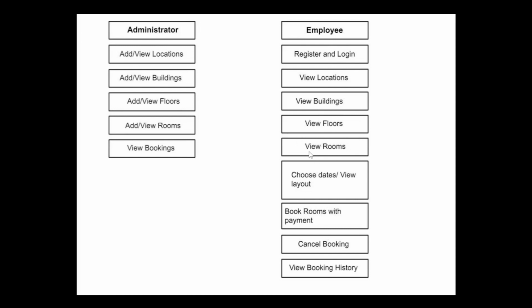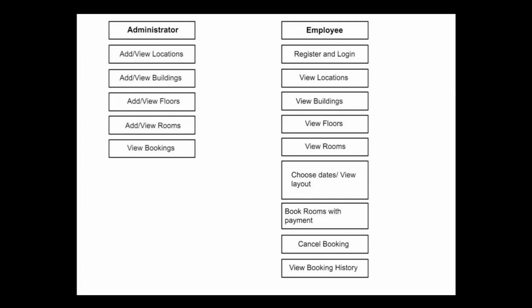After selecting the rooms, employees need to choose how many days, so from date and to date they have to select. After that they will be shown a layout of the rooms available. The employees can choose from this layout how many rooms they want. After choosing the rooms, employees need to book the rooms by paying the relevant amount for the days they have selected. After completely booking rooms, employees can cancel their booking as well. These bookings will be visible to the administrator and employees as well.